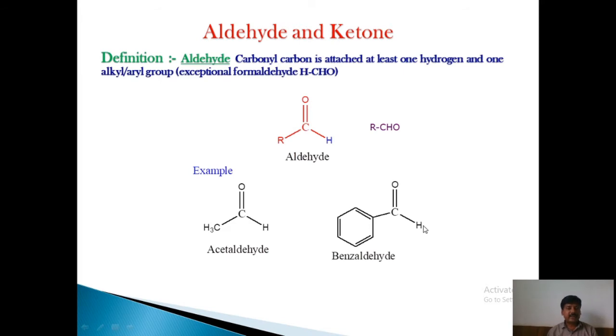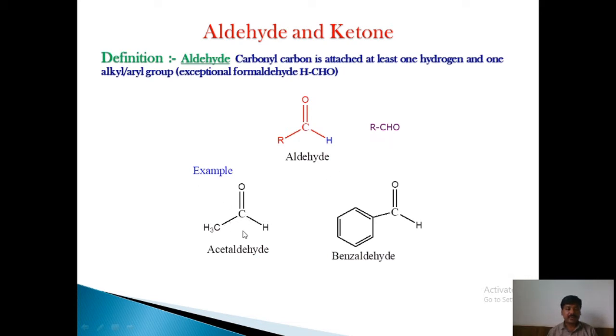In this slide, we show the definition of aldehyde. Aldehyde means the carbonyl carbon is attached to at least one hydrogen and one alkyl or aryl group, except formaldehyde, because formaldehyde contains both hydrogens attached to the carbonyl group. This is your general formula of aldehyde, that is RCHO. R may be an alkyl or aromatic group.